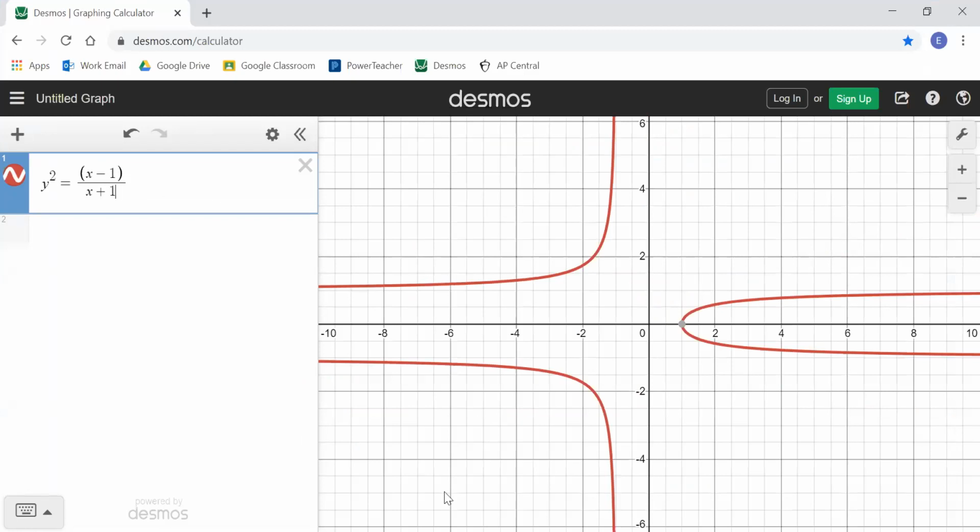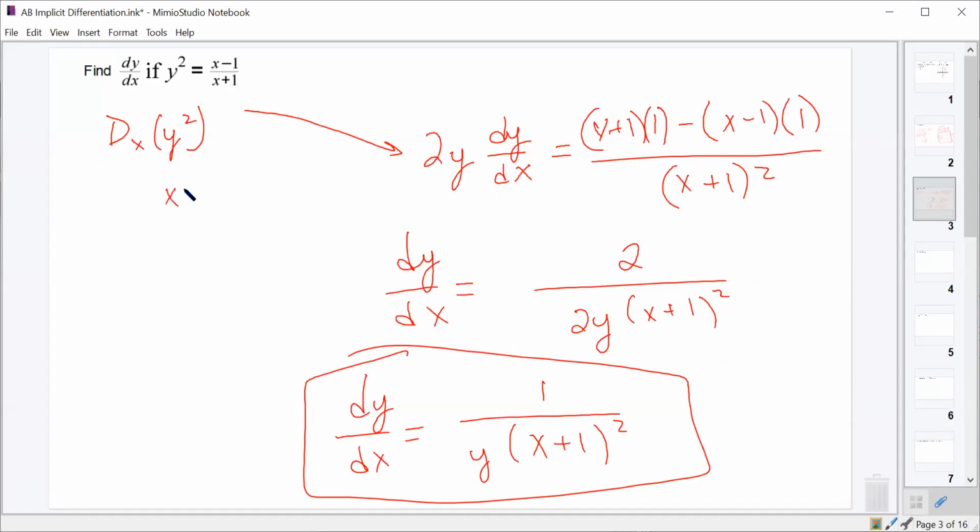Clearly not a function. Lots of places where it doesn't pass that vertical line test. Let's find a point on here, like the point x equals 1, y equals 0. It's already showing that one for us, right? X equals 1, y equals 0 is on there. We could check and make sure that's true. If x is 1, we get 0 over 2. And if y is 0, we get 0.